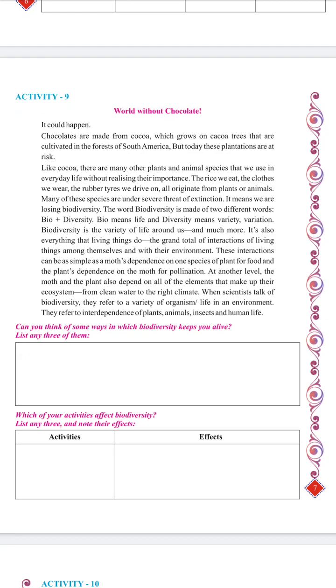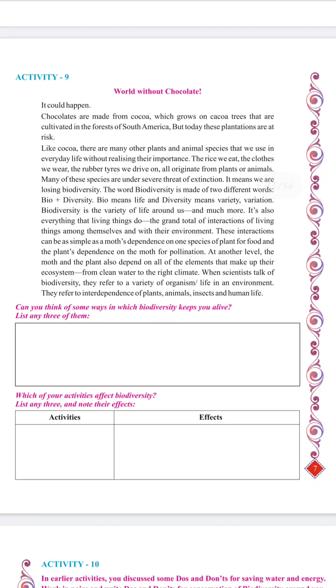It could happen. Now, chocolates are made from cocoa, which grows on cacao trees that are cultivated in the forests of South America. So, chocolates are made from the cocoa, and the name of the tree where cocoa is found is cacao. It is a bit the same, but only the spellings are here and there. The tree is known as cacao, and the cocoa is a seed from which chocolates are made. They are found in the forest of South America, but these plantations are at risk today. Why? Let us find it out.